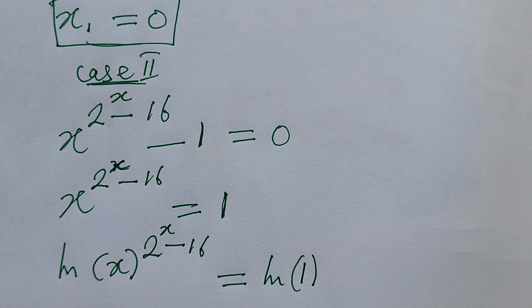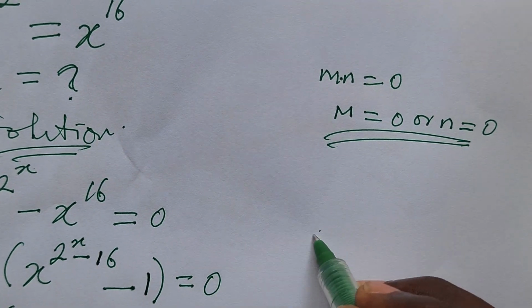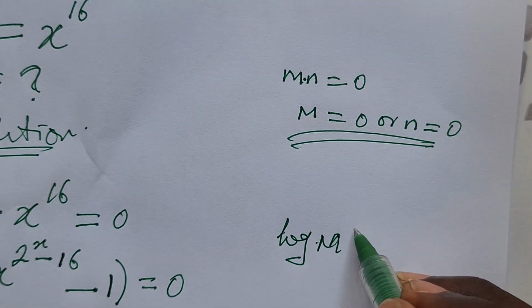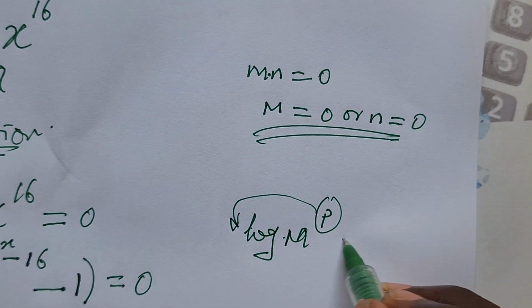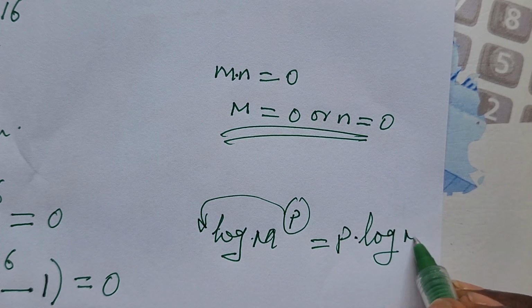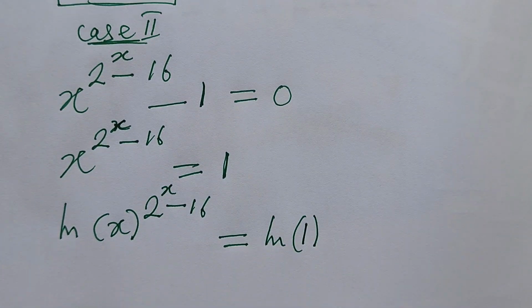Put this in bracket. Here we're going to apply the power law of logarithm. You remember that power law of logarithm? It says that if you have log of m to the power of p, move the power to the front of the expression to give us p times log m. Okay, you also remember this? So let's apply it here.